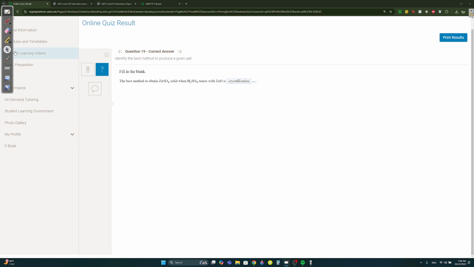If it was precipitation you use filtration, but that's if it's insoluble. Now I'm soluble because I'm reacting acid and base.